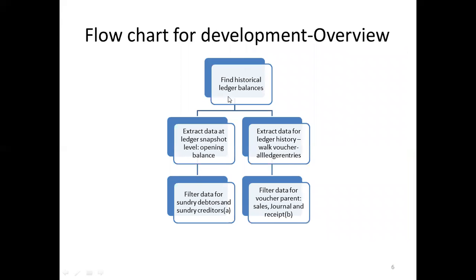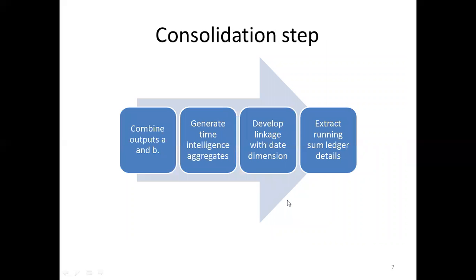So we'll find the historical ledger balances: extract the data at the ledger snapshot level, the opening balance, and filter the data for sundry debtors and sundry creditors. Then extract the data for ledger history, walk all ledger entries, and filter the data for voucher parent: sales, general, and receipt, right? Combine both the inputs, and once combined, we'll use the time intelligence aggregates available in Power BI, do the linkage with the date dimension, and extract the running sum details.